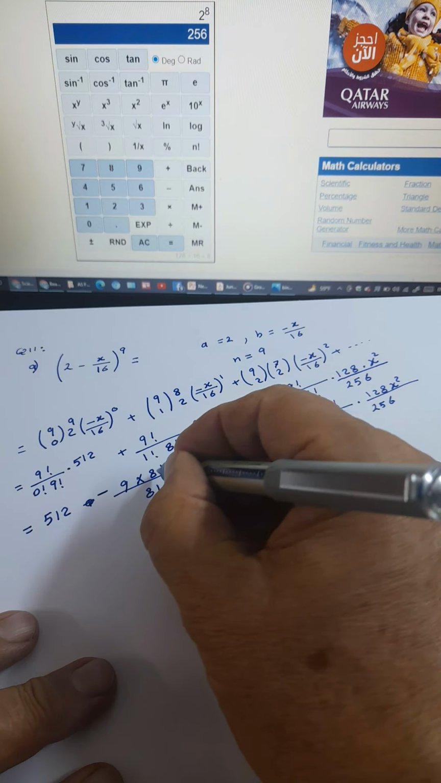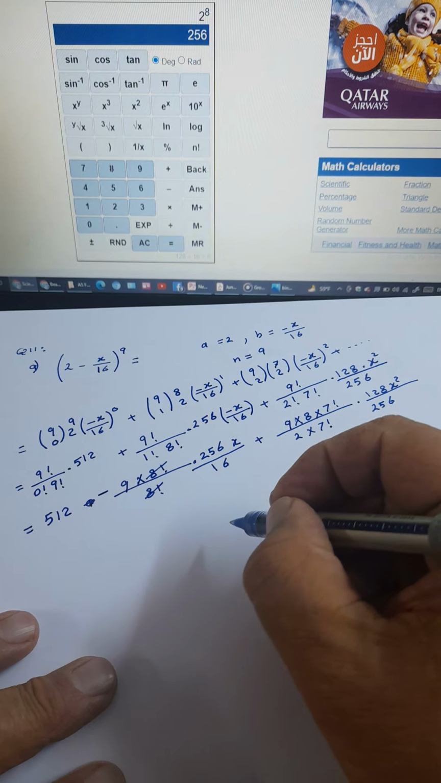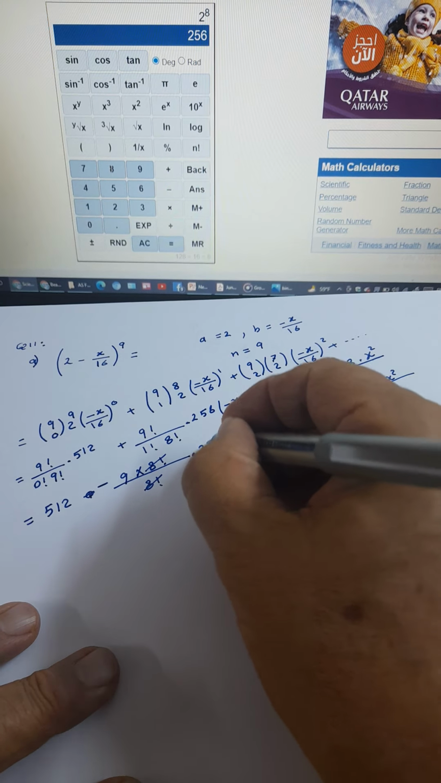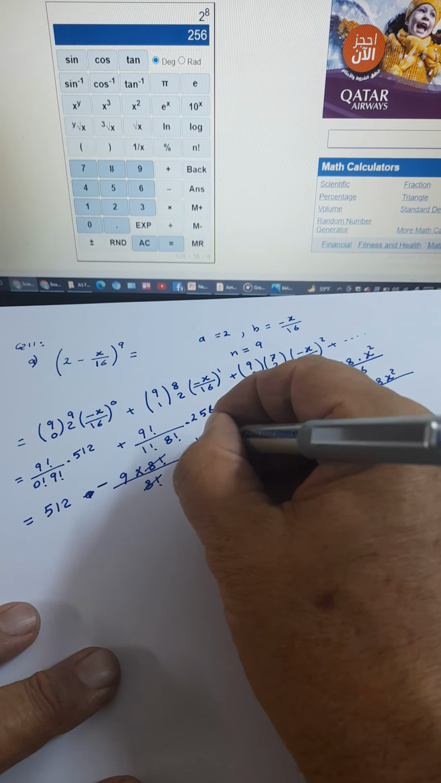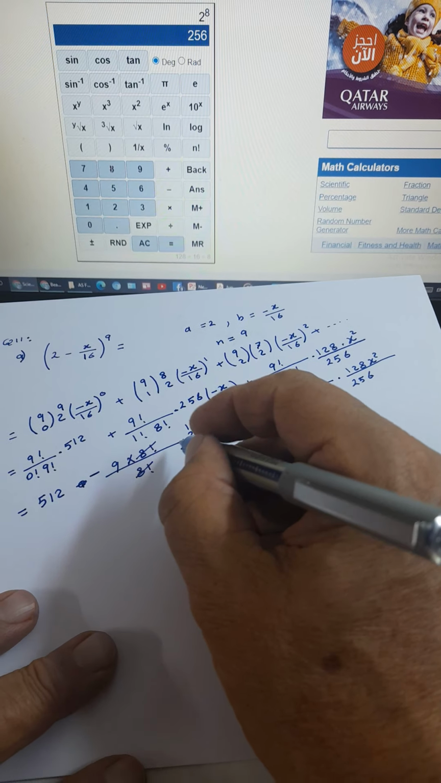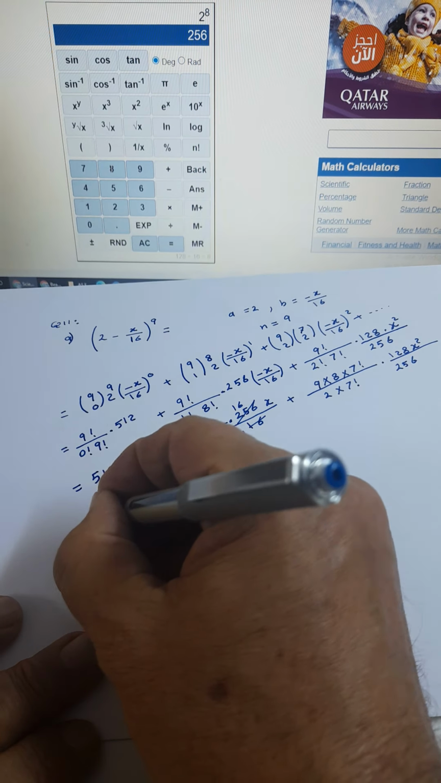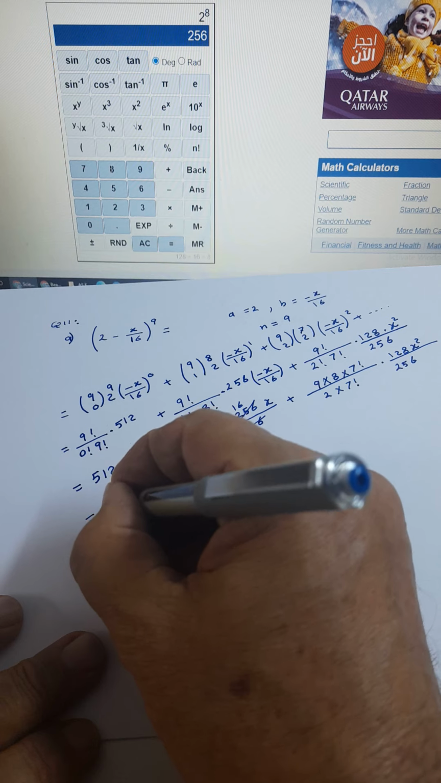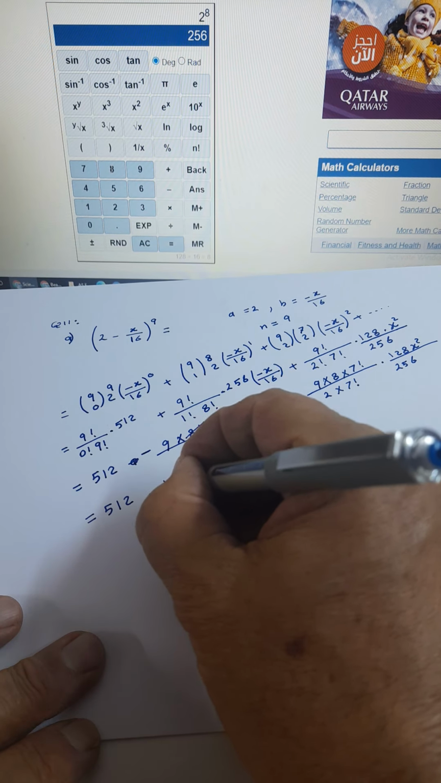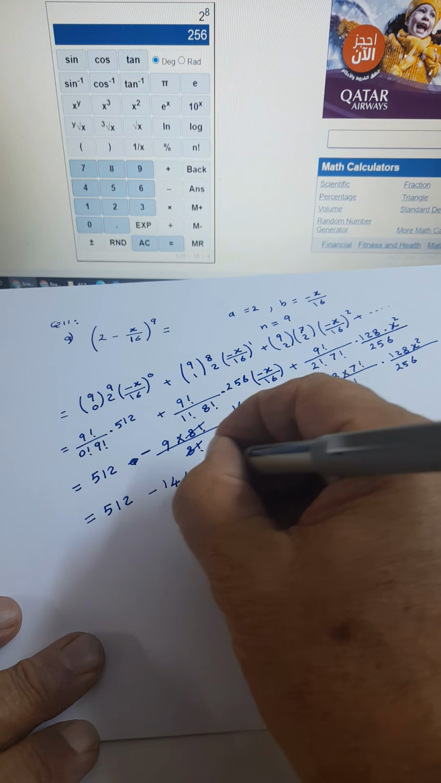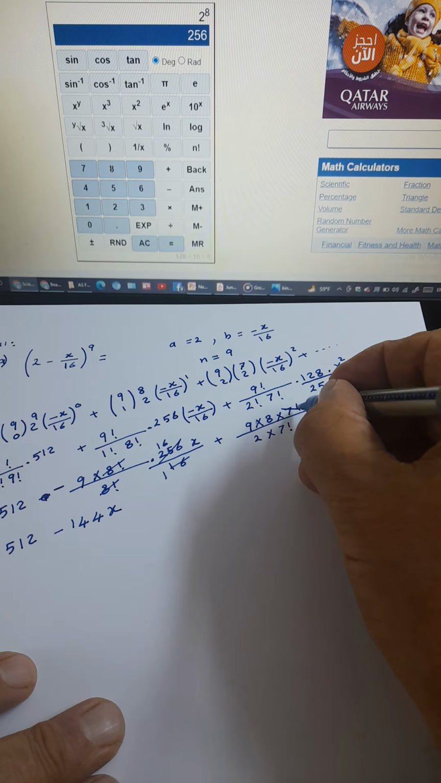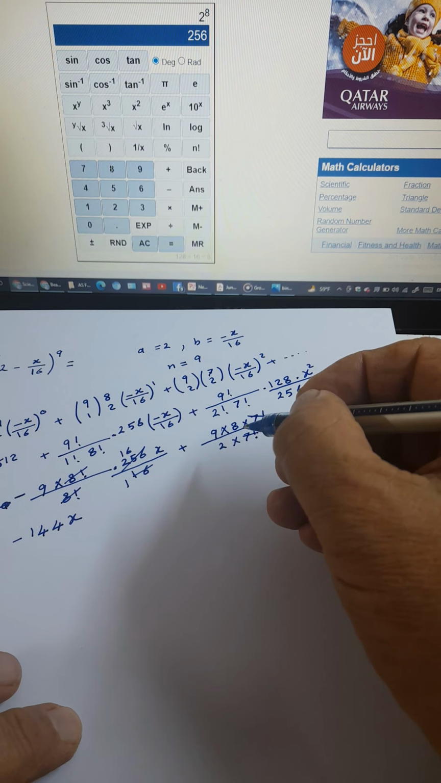Now simplifying, cancel this with that, and 16 with 256 is 16. So 9 times 16 is 144. So this is 512 minus 144x. Now here, 7 factorial cancels with 7 factorial.